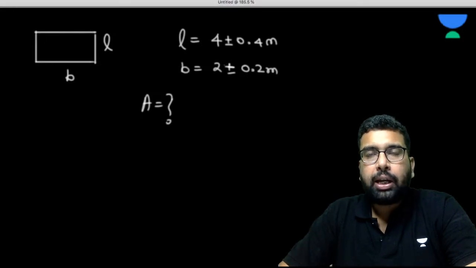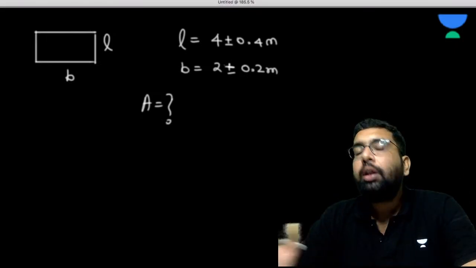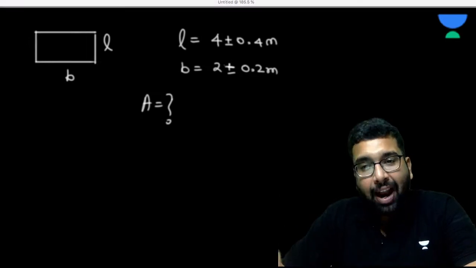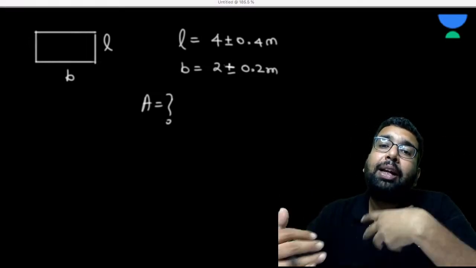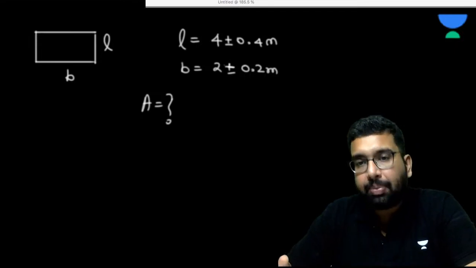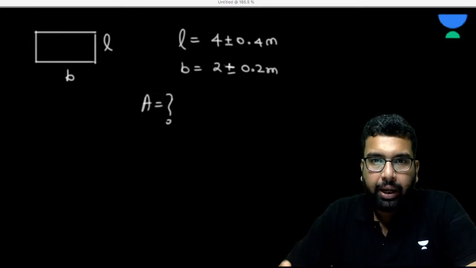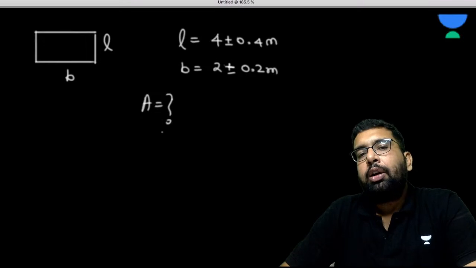So what is going to be the area? The area is 100 mm square. This is not the right way actually. The right way could be 100 mm square plus minus what is the possible error in that, right? Okay, now we are going to see it. So what is the area?